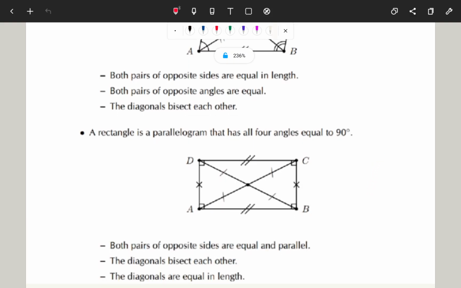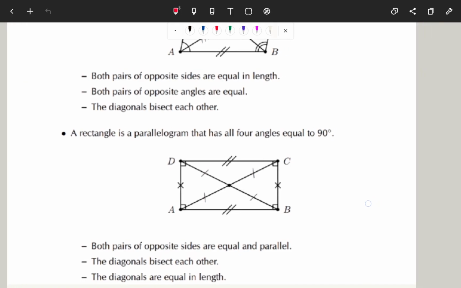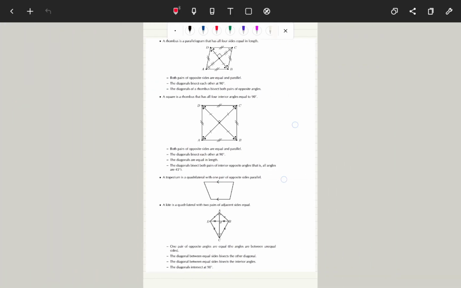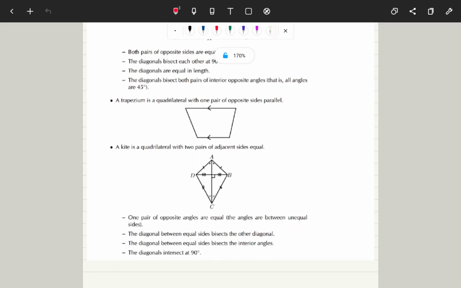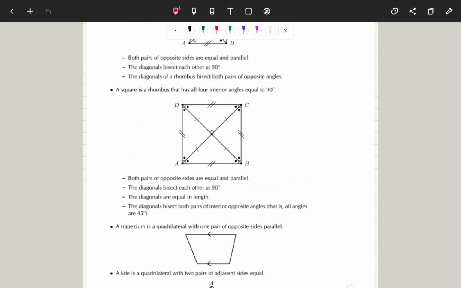So what I say is just take this, note them down, try to remember them, right? Yeah, we have your rhombus, your square, we have your trapezium, we have your kite. So know the characteristics, know what a particular quadrilateral looks like, so from there it's just easy.